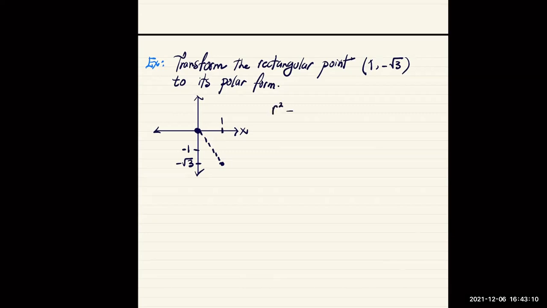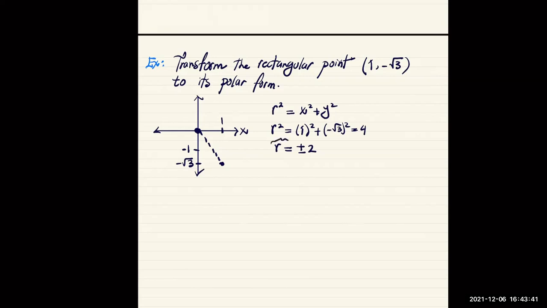Here we know R squared is equal to X squared plus Y squared. That's a relationship between R, X, Y. Plug in. You have R squared equal to 1 squared plus negative of root 3 squared, and that gives us 4. This gives you R equal to positive or negative 2. All right, let's hold on to those values.